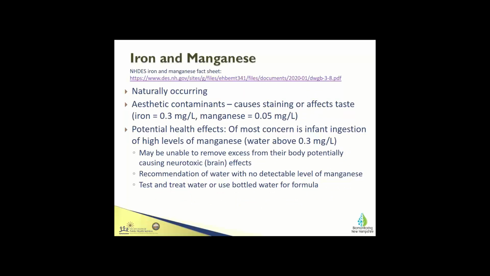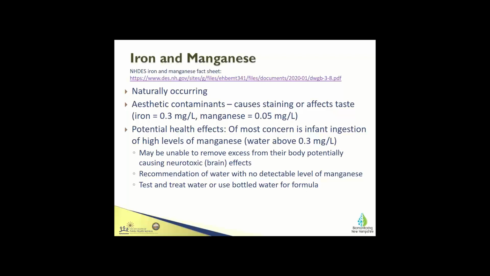Iron and manganese are also naturally occurring. They're called aesthetic contaminants because they can cause staining or affect the taste of your water. The current health limit for manganese is 0.84 milligrams per liter with an aesthetic limit of 0.05 milligrams per liter to protect against staining. It is important to keep in mind that there is a screening level set for manganese, and that's 0.3 milligrams per liter due to the potential negative effects it can have on the infant brain, so neurological, neuromotor, and cognitive effects.